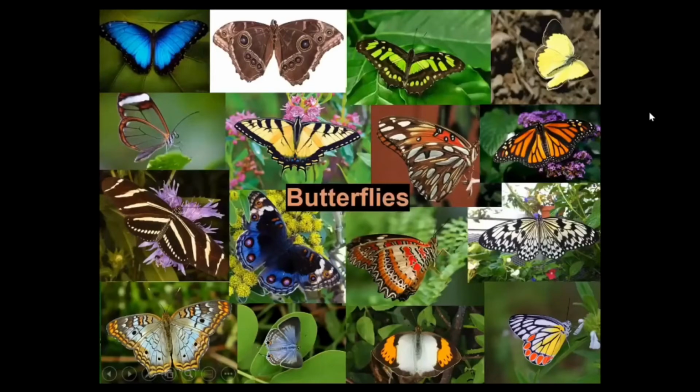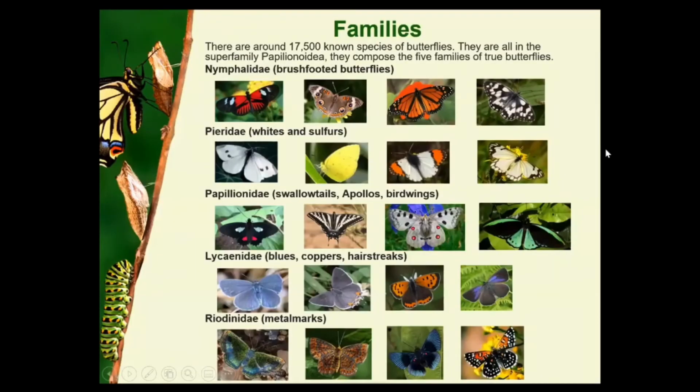All right, so butterflies. There are around 17,500 known species of butterflies. They're all in the superfamily Papilionoidea. They compose the 5 families of true butterflies. So this is Nymphalidae, which are brush-footed butterflies. These are all examples. Pieridae, whites and sulfurs. Papilionidae, swallowtails, Apollos, and birdwings. Lycaenidae, blues, coppers, hairstreaks, and Riodinidae, metalmarks.